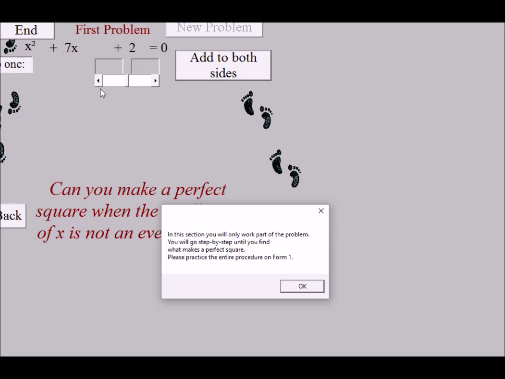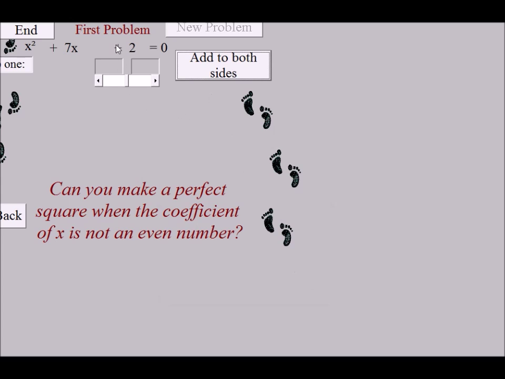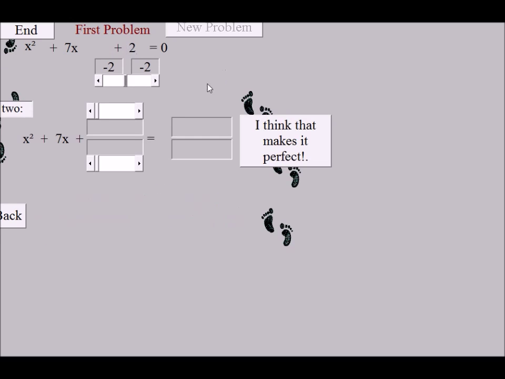Step 1, it's the same. Wait a minute. In this section, you only work part of the problem. We have to read this box before we can go on. In this section, you will work only part of the problem. You will go step by step until you find out what makes it a perfect square, because it would have gotten too long for me to put all the possibilities. First thing we're going to do is subtract 2 from both sides and end up with this.